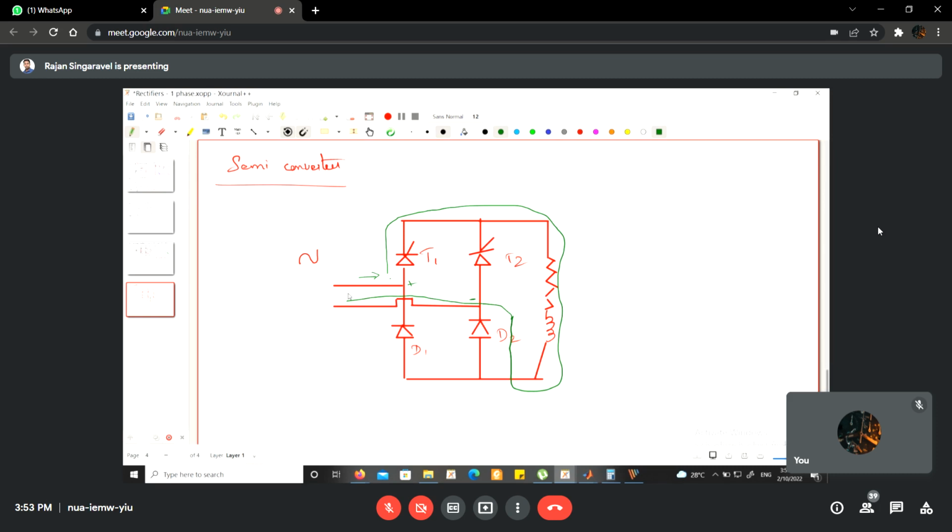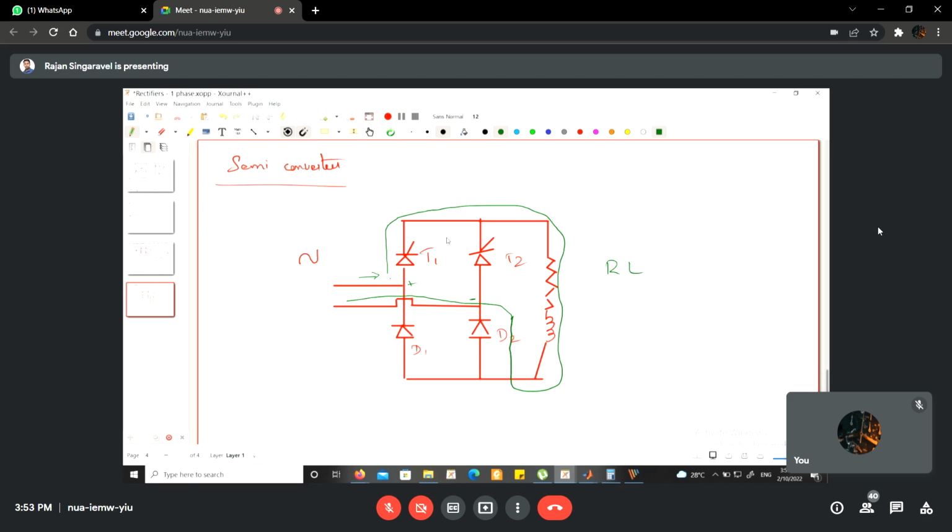This is clear. At omega t equal to pi, the diode D2 will be automatically turned off. But the load is RL in nature. The current will always lag the voltage. The voltage has reached 0 at omega t equal to pi, but the current is still positive. So thyristor T1 is still able to conduct because the current has not become less than the holding current value.